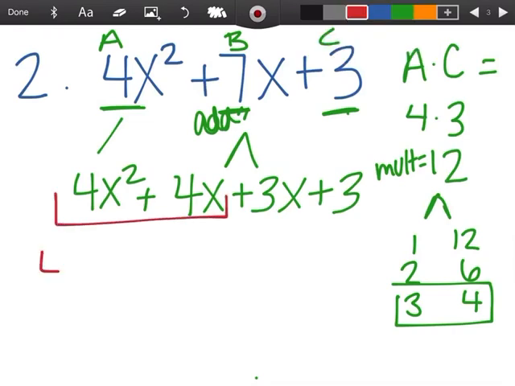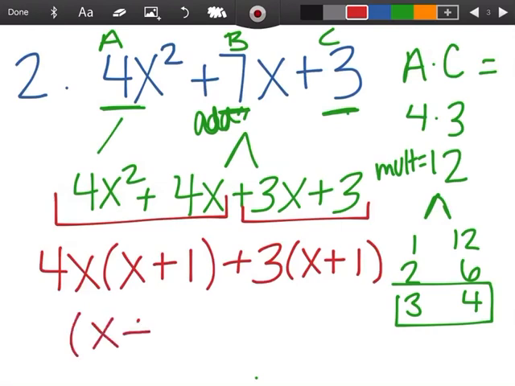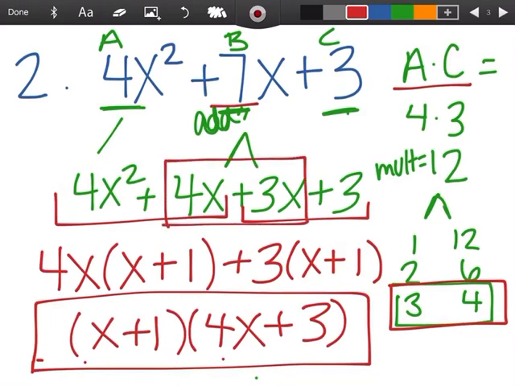So the first two terms have a 4x in common, so I'm left with x plus 1. And then the second two terms have a 3 in common, so I'm left with, again, x plus 1. And so my final answer is x plus 1 times 4x plus 3. And so instead of having to say, do I put the 4x here and then the x, and how do I split up the 3? Instead of having all that guessing and checking, I have to figure out the two numbers that multiply to be AC and add up to be B, and that's how I uncombine like terms.